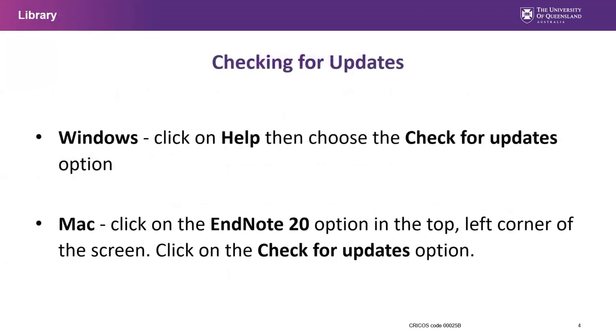You are able to check for EndNote 20 updates from within EndNote. In Windows, if you go into the Help menu, you can access the Check for Updates option there. On a Mac, it's under the EndNote 20 option in the top left-hand corner of the screen. Our session is looking at EndNote in the Windows version, but we will be pointing out where there are differences on the Mac.